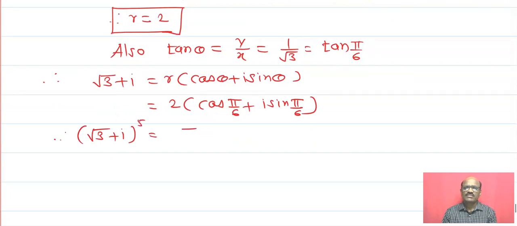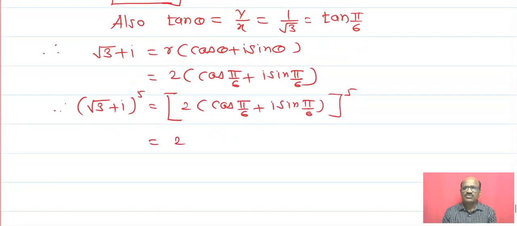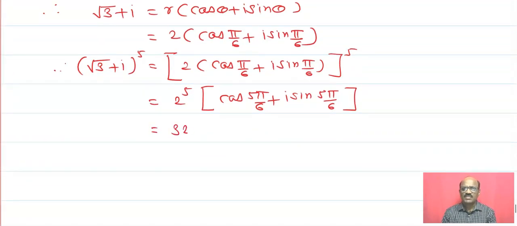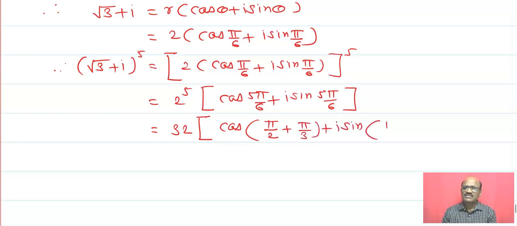Now again, root 3 plus i bracket raised to 5 is 2 cos of pi by 6 plus i times sine of pi by 6 bracket raised to 5, that is 2 raised to 5, and cos of 5 pi by 6 plus i times sine of 5 pi by 6, by using de Moivre's theorem. 2 raised to 5 means 32. Now see this again, how 5 pi by 6 can be written as pi by 2 plus pi by 3.